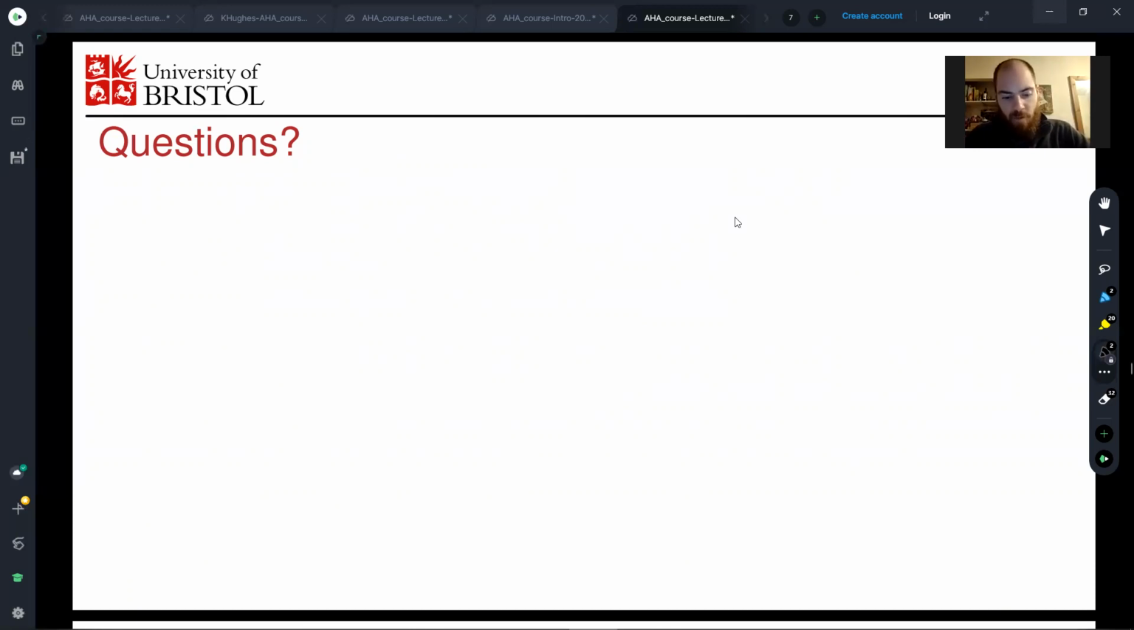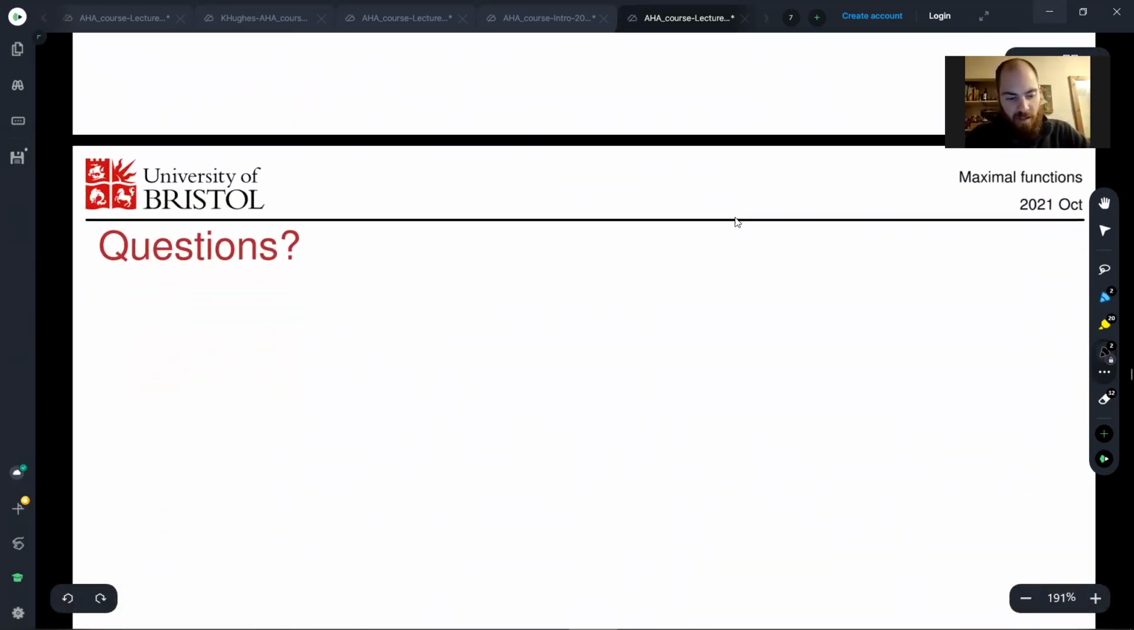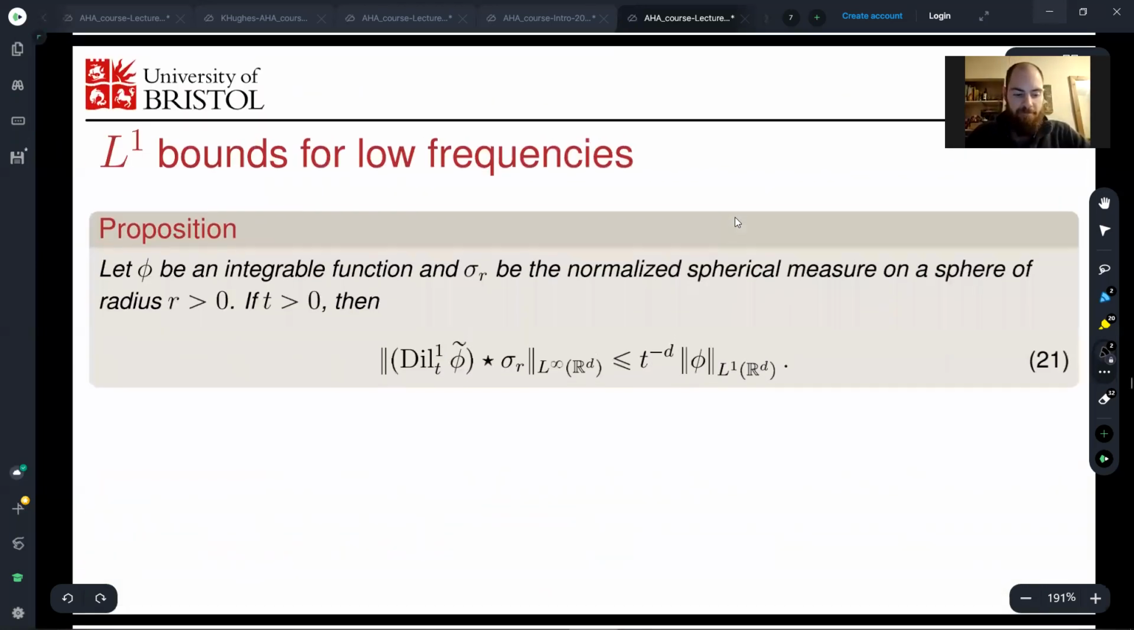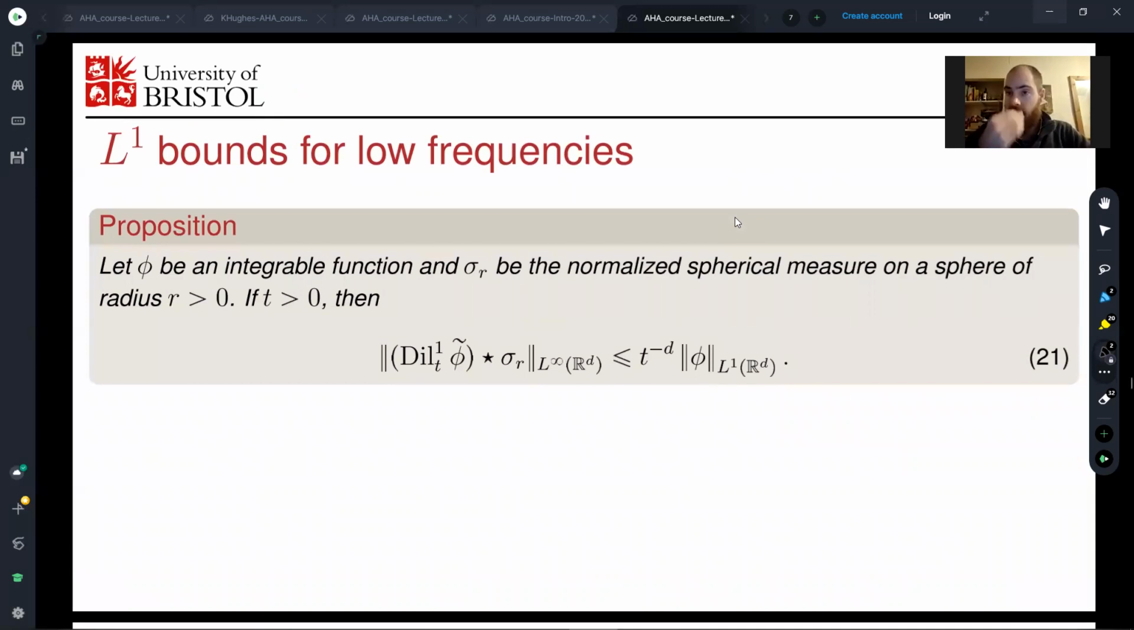Great. Okay, that was useful for high frequencies when we consider S high. Let's actually now consider low frequencies. And let's get this bound. That turns out to be, for the high frequencies, we had a nice L2 bound. So the low frequencies are now going to have a good L1 bound.